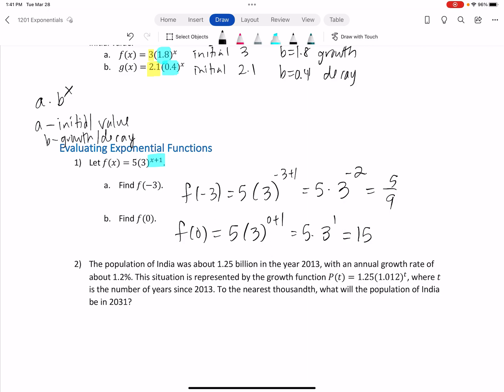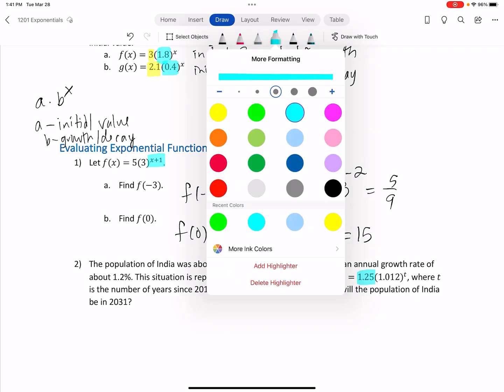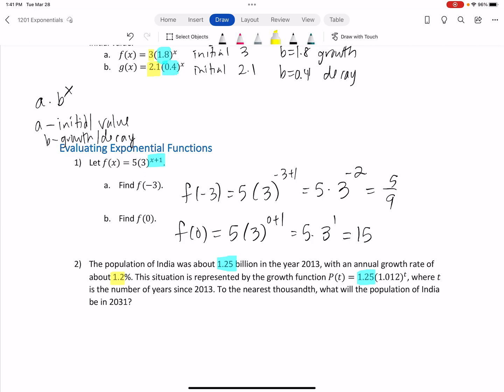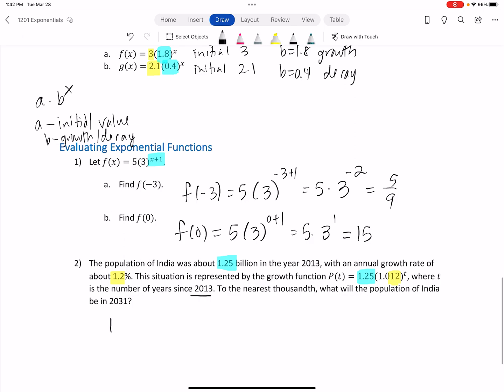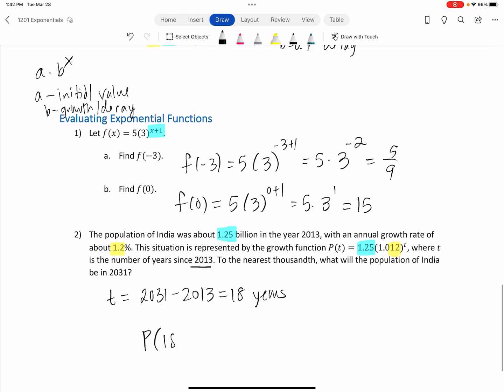The population of India was about 1.25 billion in the year 2013, with an annual growth rate of 1.2%. So they got an equation from that. Notice that 1.25 was my initial amount, and then this 1.2% is in here as a growth amount added there, where t is the number of years since 2013. To the nearest thousandth, what will the population of India be in 2031? So t is going to be 2031 minus 2013 because I'm starting in the year 2013. So that's 18 years.